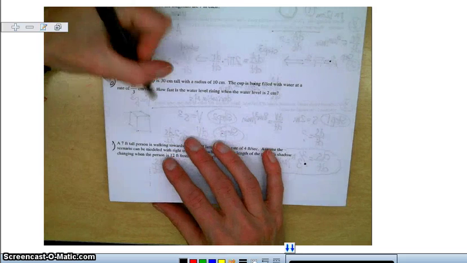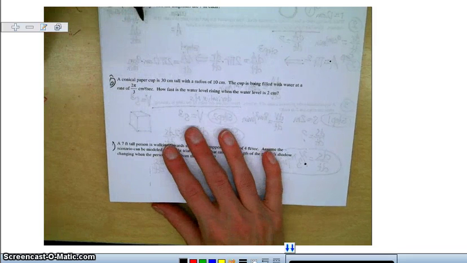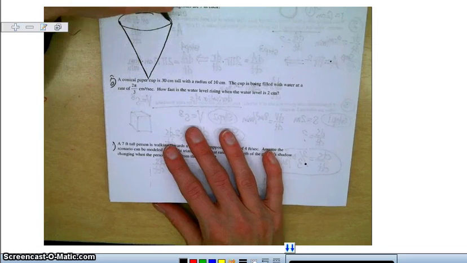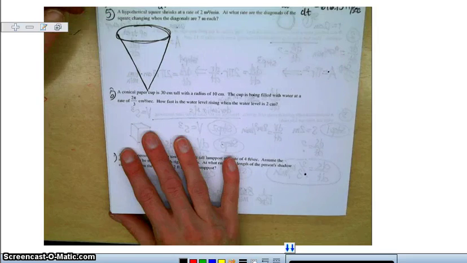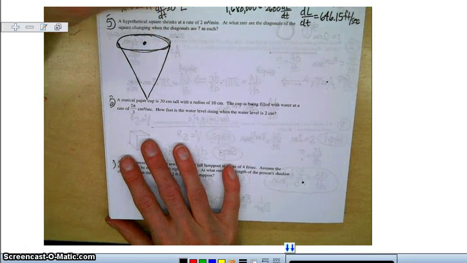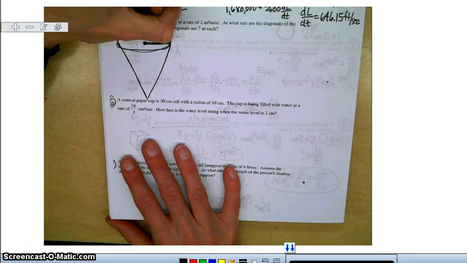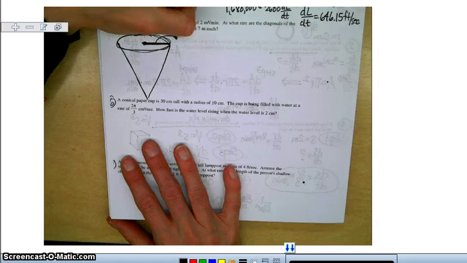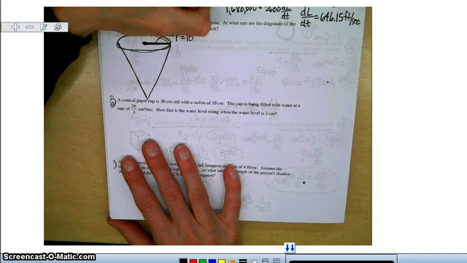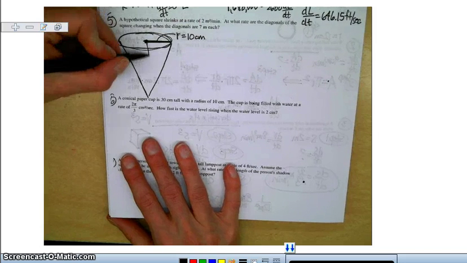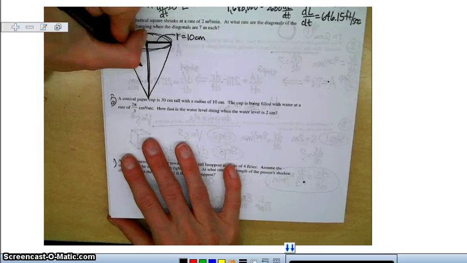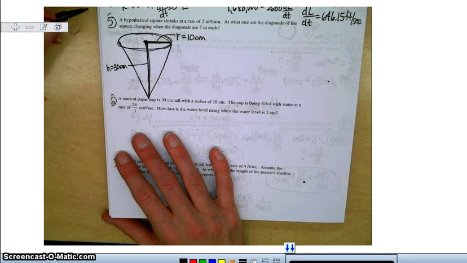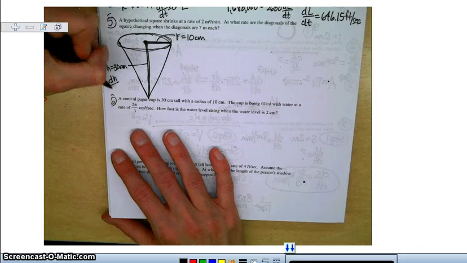So a conical paper cup, wouldn't it have to look like this? I'm going to draw the picture up here. Isn't that the conical paper cup? Cone? Okay, so the cone would have what labels? What dimension would that be? Okay, but what letter goes with it? R, that's the radius, that's 10. Okay, that's at the top. And the height, what's that? Okay, so the height is 30 centimeters. Okay, so what's dH over dt?